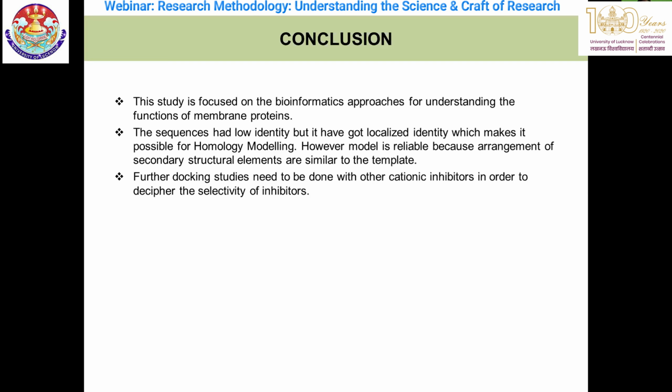And of course, I have written my second point, which makes homology modeling possible. How a model is reliable depends on the arrangement of the secondary structural elements, as I have shown in the superimposition in slides 4 and 5, where the RMSD value is much lower, 0.643 angstrom. So we can rely on this model.